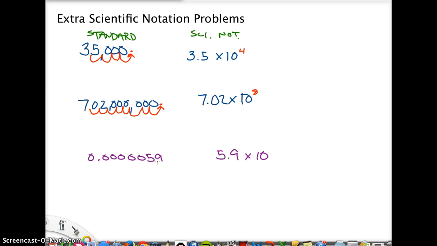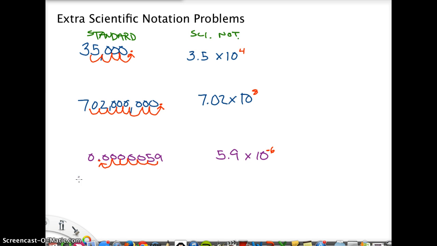So I'm going to pretend my decimal's right here, and I've got to find out how many spaces back I need to move. 1, 2, 3, 4, 5, 6 spaces back till the decimal's in the right spot. So I can't put 6, because that's going to say that this number is 10 to the 6th power bigger, but I need to put -6 to show that I'm actually getting smaller. This is a very, very small number that I'm writing in scientific notation.